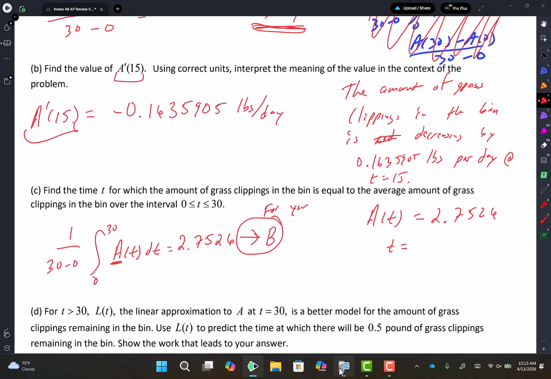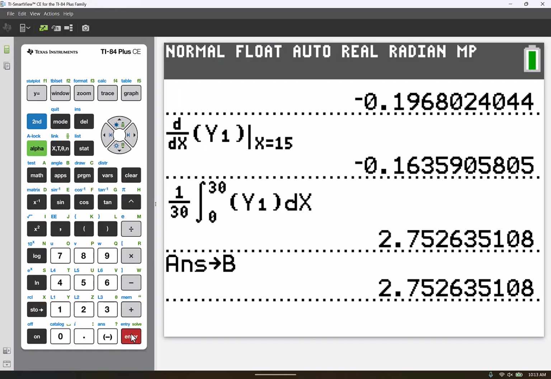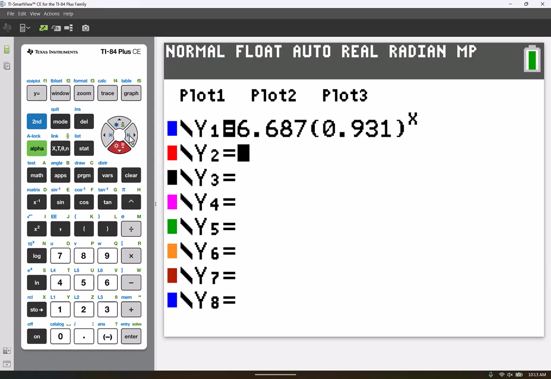Here's my calculator. I'm going to store alpha B. So there it is, 2.75. Does everyone know what I'm doing, by the way, guys? Just go slow. Leave Y1, put alpha B in Y2. Remember, that's what letter A is. Letter A just tells you the amount of grass clippings.